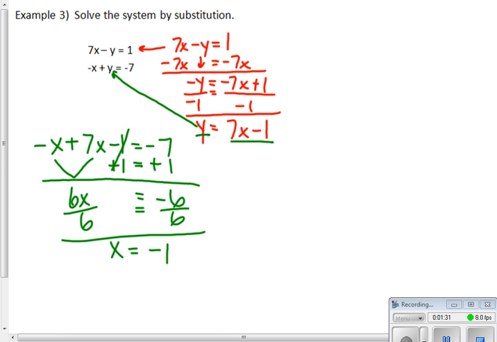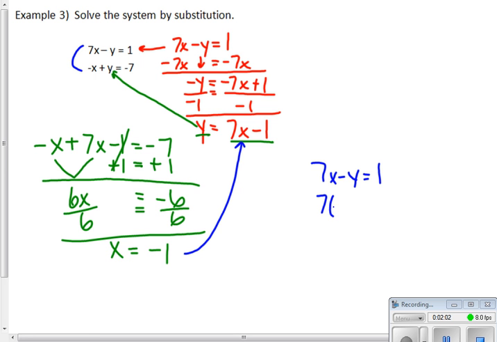Now, take negative 1 here, and you can actually substitute negative 1 into this equation that you figured out, or either of the ones at the top here. So you're able to choose which one you want to put it in for. I'm going to go ahead and just substitute into one of these original equations here. I'll put it in for the equation on top there. So we have 7x minus y equals 1.